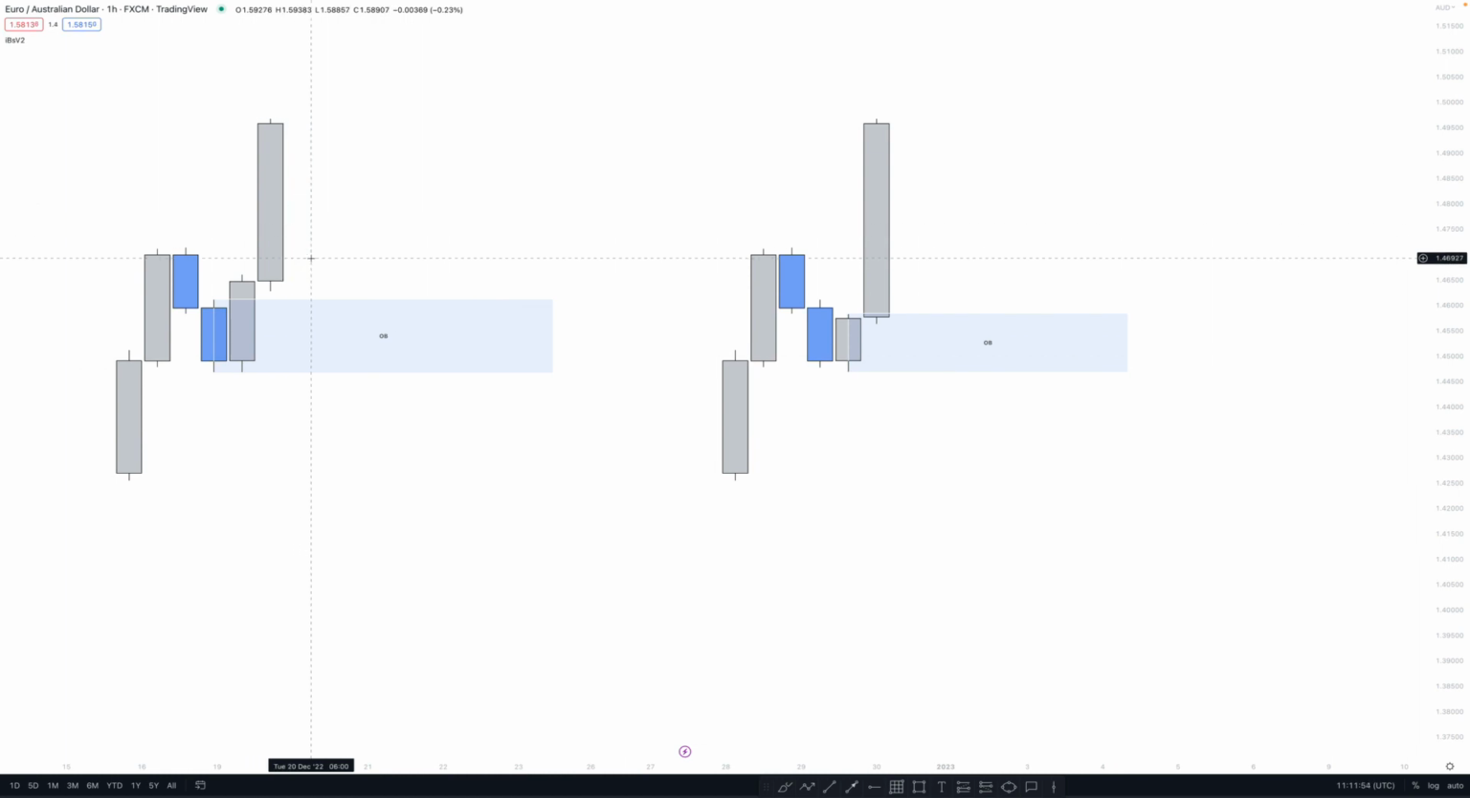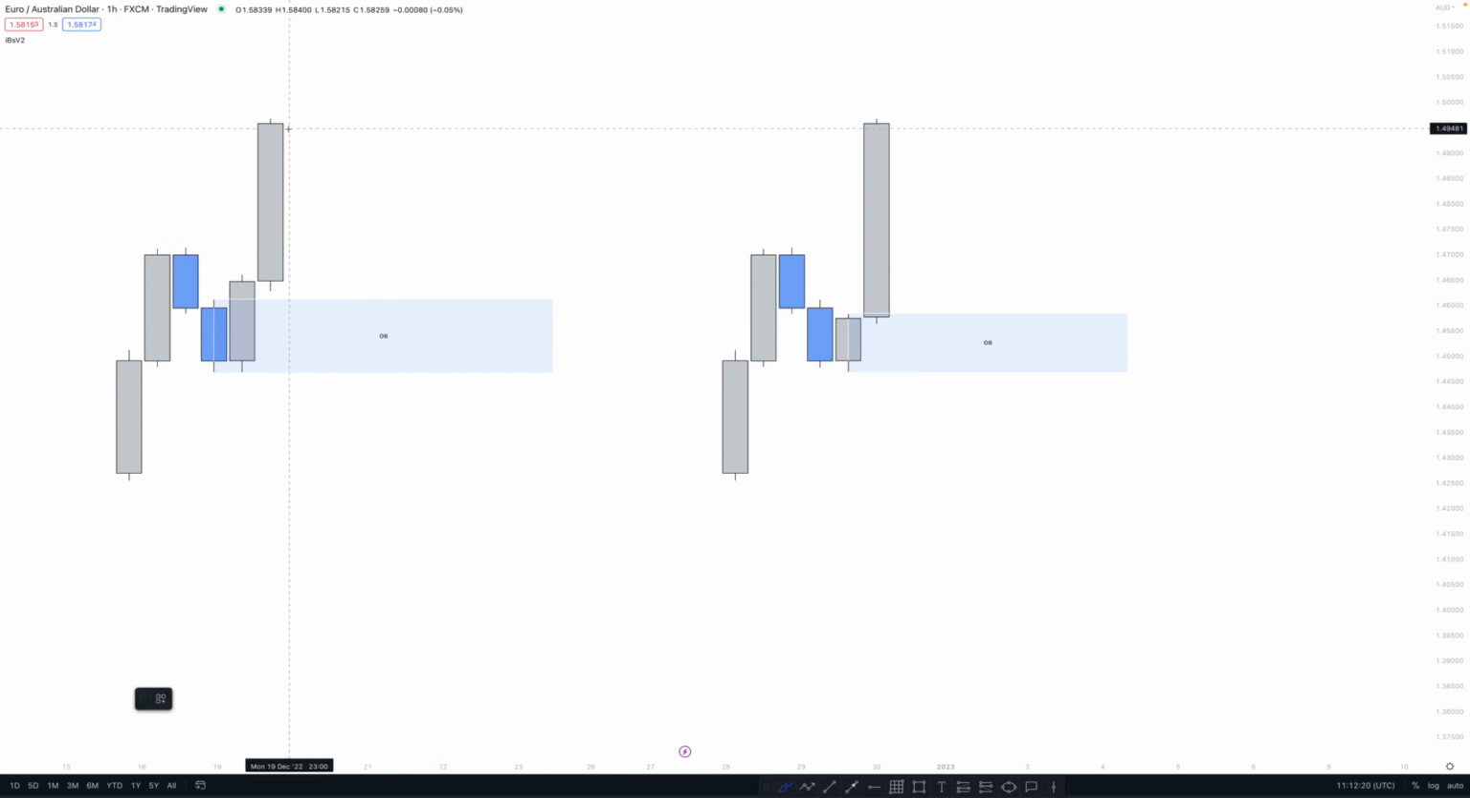That would be a great thing to see. The second thing, third thing, this is what we want to see, is imbalance left behind. This would be really, really good. It doesn't have to be there, but it is more high probability if we see it. So if we have imbalance left behind, our block is going to be more high probability.